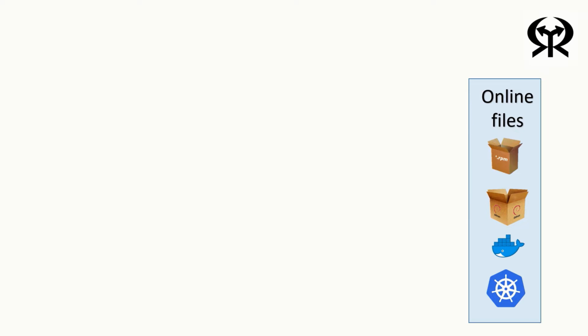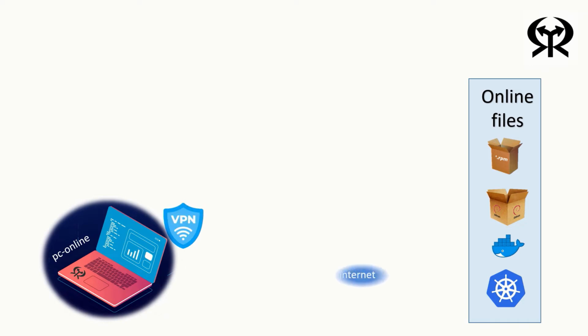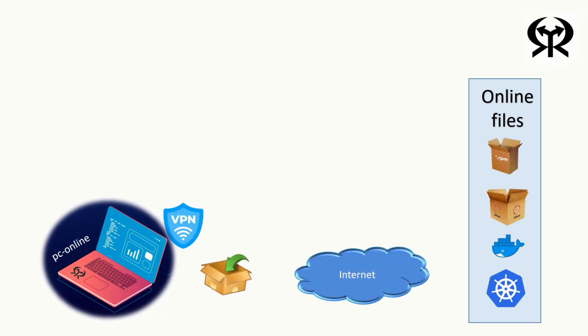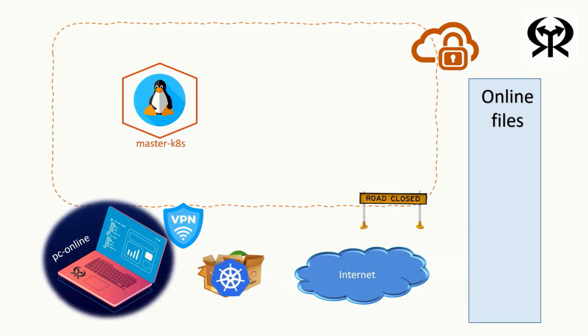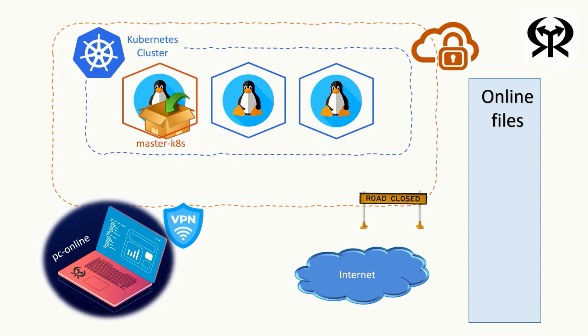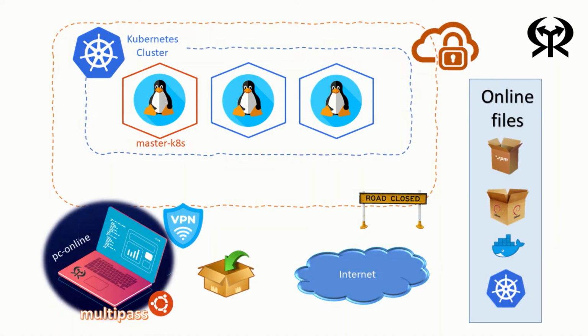Then we need to use a PC online with a VPN connection to those environments that allows us to connect to the internet and get all the required files that we need to install our Kubernetes cluster. Once we have downloaded all the packages, we can just zip them and pull those files into the environment where we are going to install the cluster. Boom, then we have our cluster up and running, and all that without internet access.